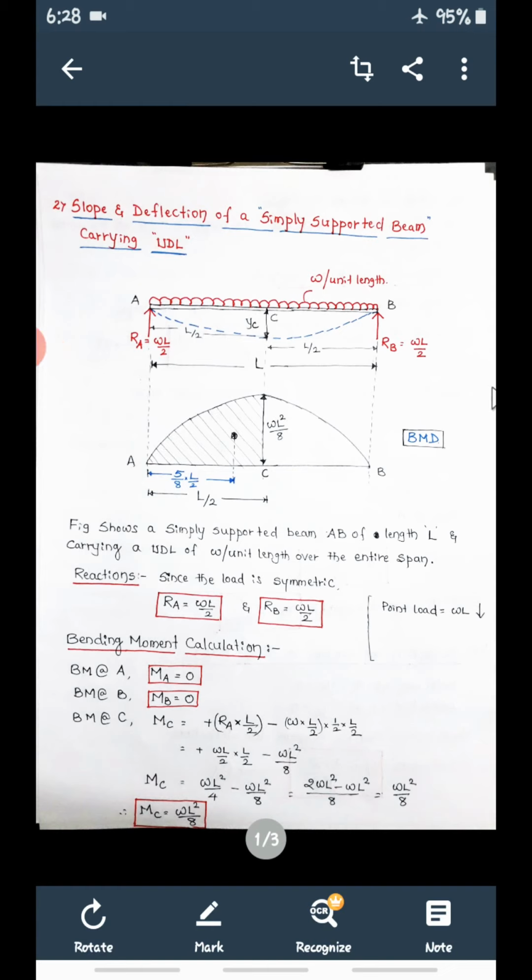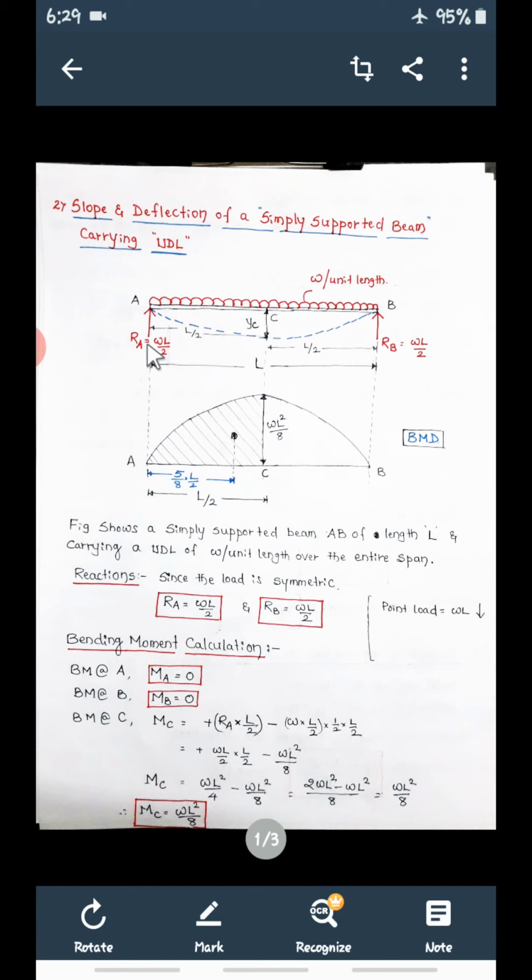In the previous session, we have seen how to find out the slope and deflection of a simply supported beam with a single point load at the center. Now, take another standard case, that is how to find slope and deflection of the same simply supported beam, but it is carrying UDL. Now, see, simply supported beam AB is subjected to UDL over the entire span. So AB is a simply supported beam with a total span L.